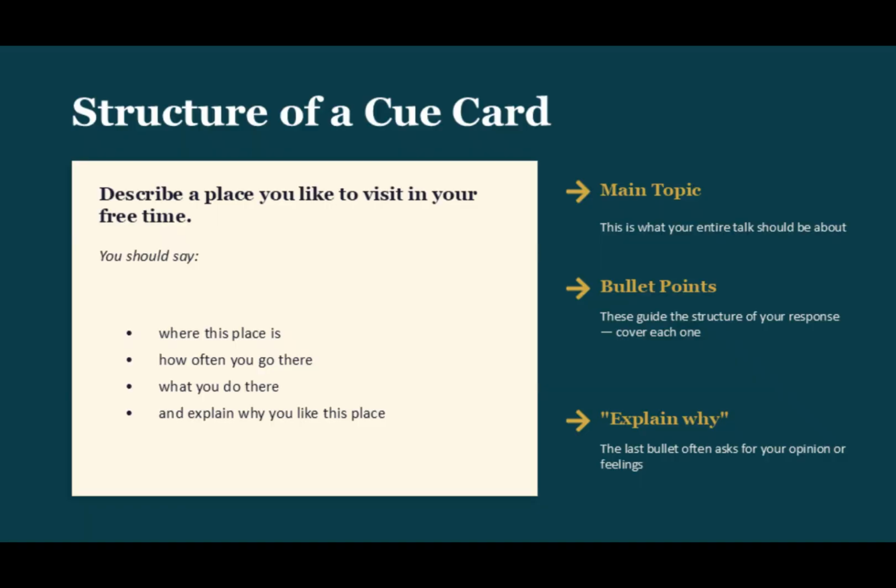Okay, so guys, the structure of your cue card is this. It's made up of your main topic question, which is what your speaking is going to be about. This is the main topic, right? And then we have the 4 bullet points, which is going to come under your main topic. So you're going to give details, you're going to give experiences, you're going to talk about how you're feeling in these 4 bullet points here.